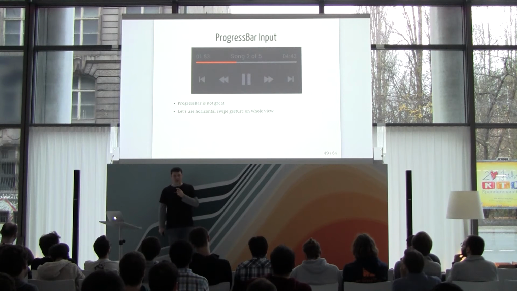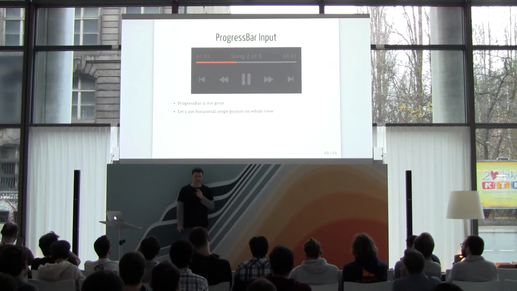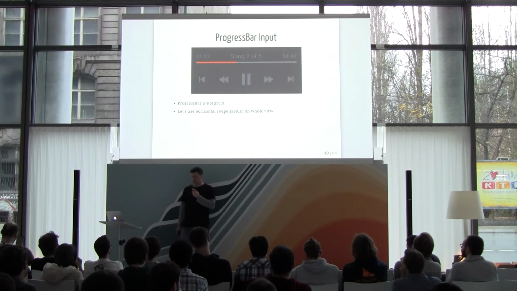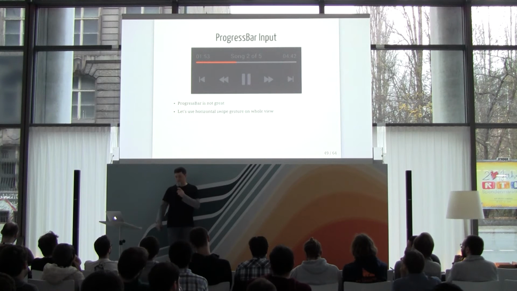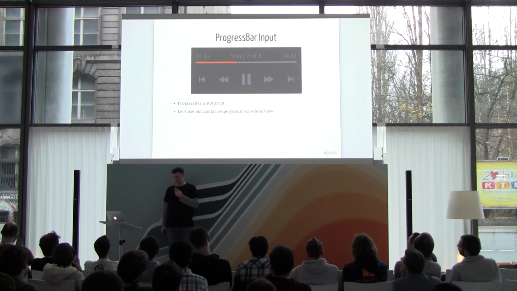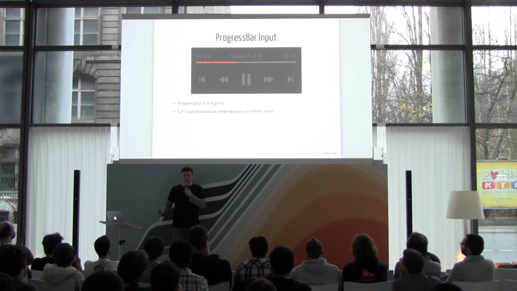The last thing that remains is handling input on the progress bar. We could handle that by callbacks on the progress bar, but this is not great. I don't really like how the progress bar works with swiping, and also it's close to buttons, so it's kind of risky. So let's implement a horizontal swipe gesture on the whole view.